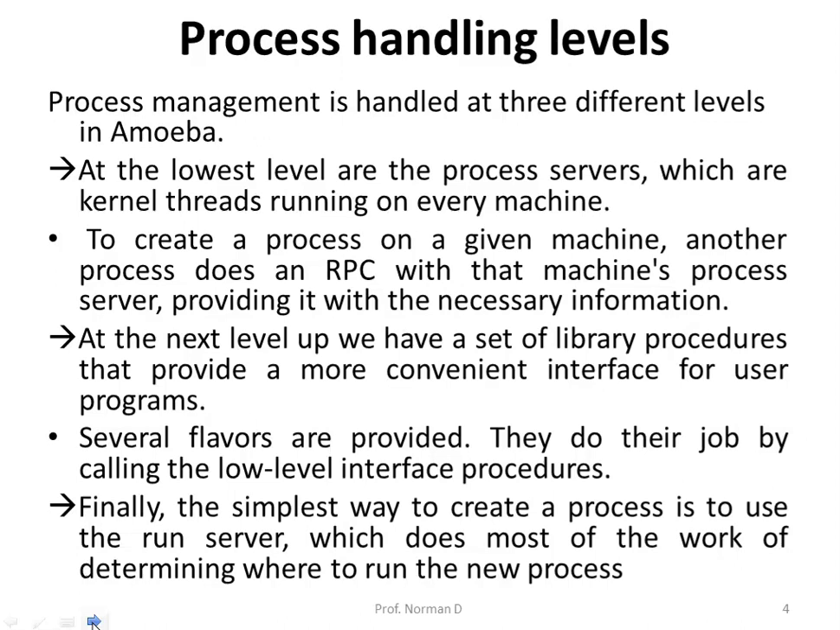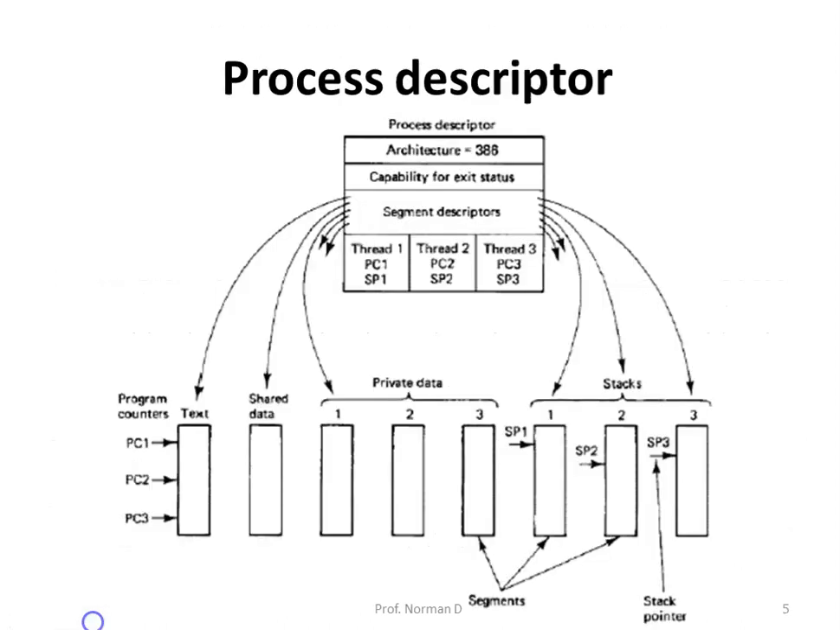At the next level, we have a set of library procedures that provide a more convenient interface for user programs. Here several flavors are provided. They do their job by calling the low-level interface procedures. Finally, the simplest way to create a process is to use the run server, which does most of the work of determining where to run the new process.